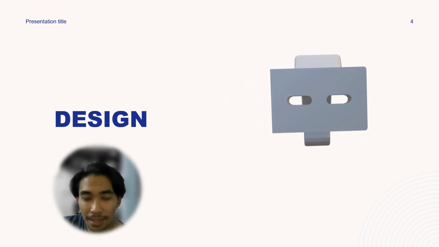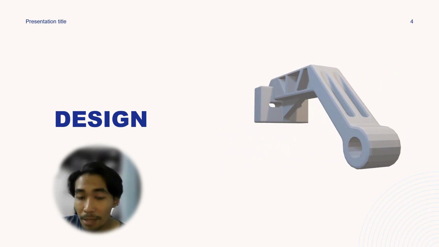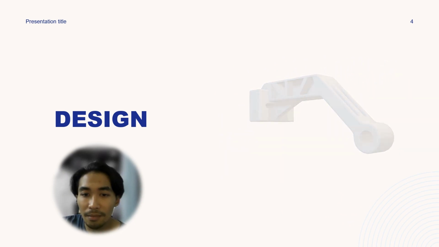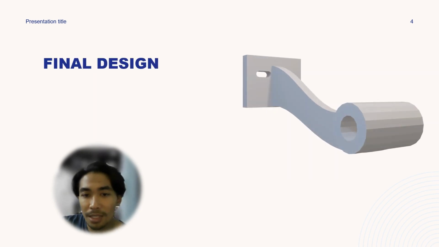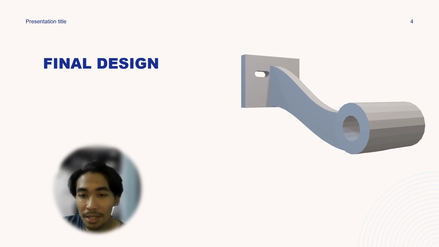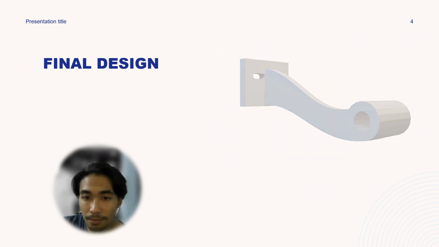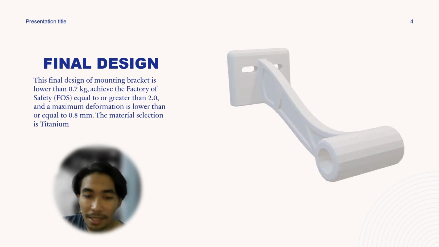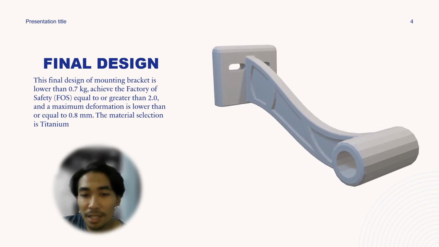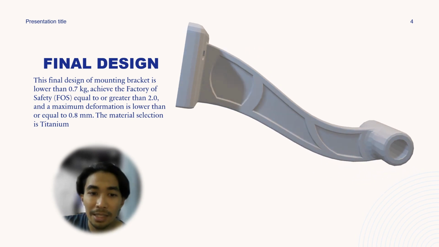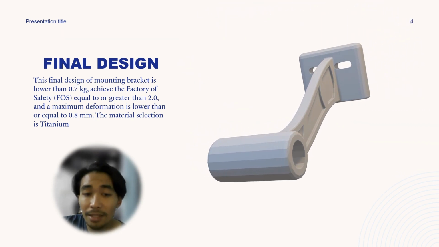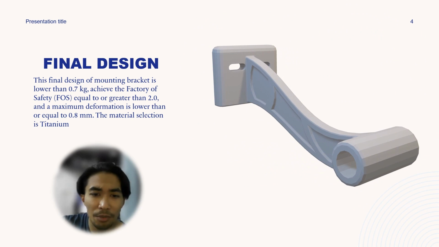This is our third design. It's quite bulky and big. Because of that, it is too heavy. For the final design, with this design, we achieve all the criteria needed. For the final design, we updated it by removing 10% of the mass, but still achieve a factor of safety greater than 2.0 and maximum deformation still lower than 0.8. The material is titanium.